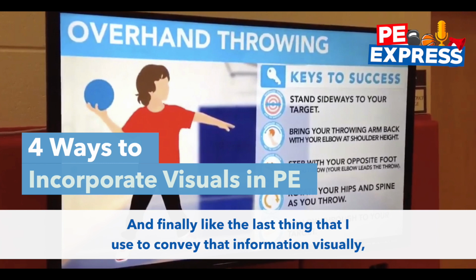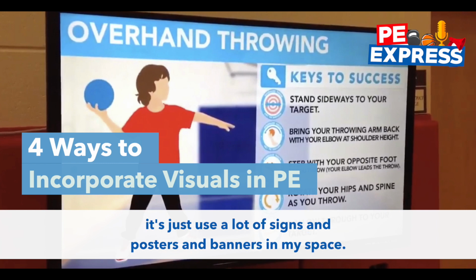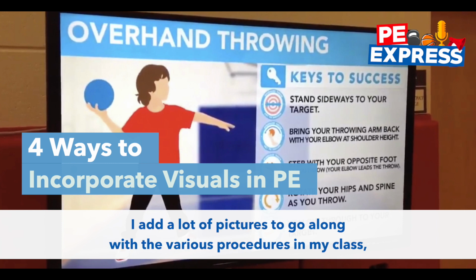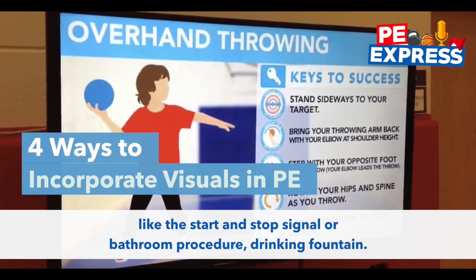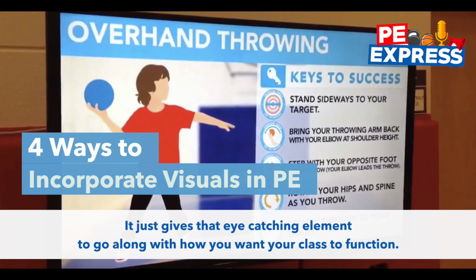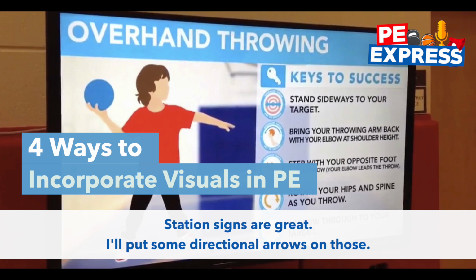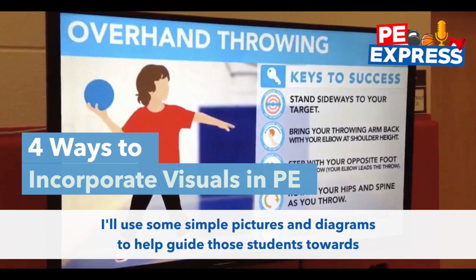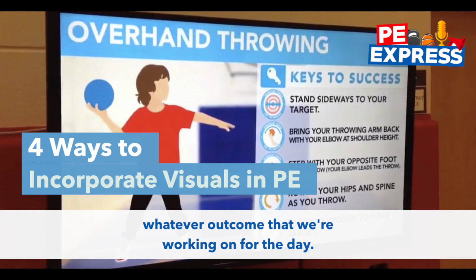And finally, the last thing that I use to convey that information visually, I just use a lot of signs and posters and banners in my space. I add a lot of pictures to go along with the various procedures in my class, like the start and stop signal or bathroom procedure, drinking fountain. It just gives that eye-catching element to go along with how you want your class to function. Station signs are great. I'll put some directional arrows on those. I'll use some simple pictures and diagrams to help guide those students towards whatever outcome that we're working on for the day.